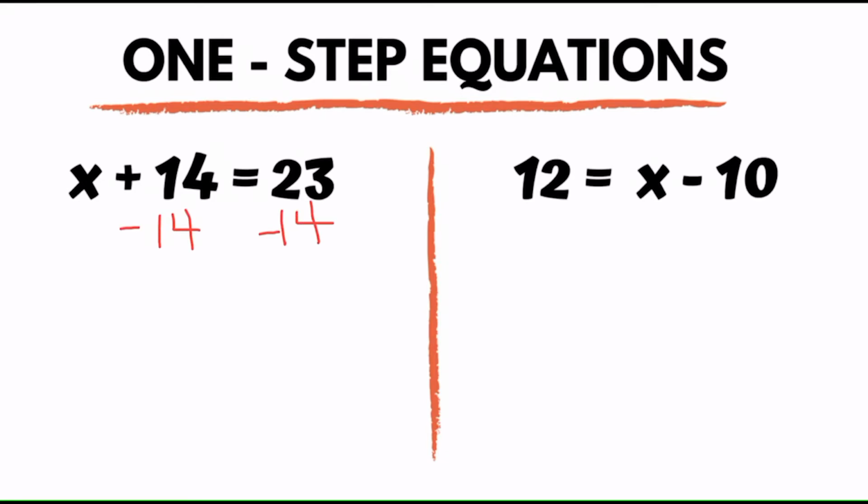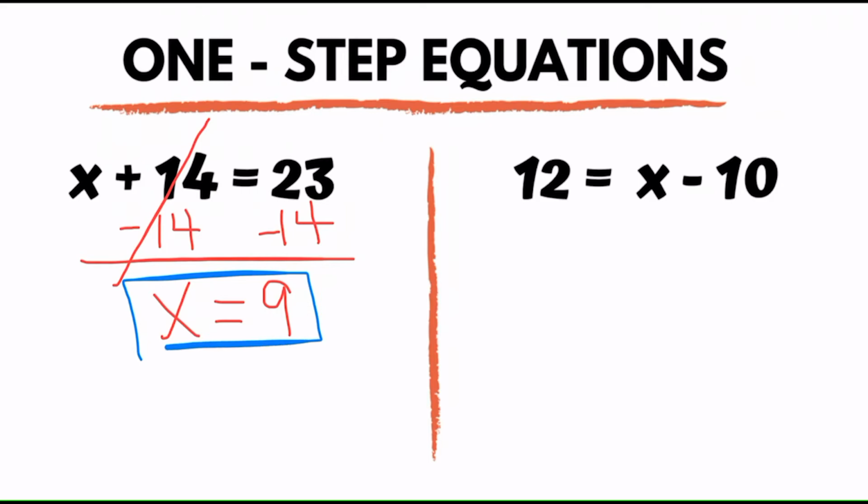Now, the reason I'm subtracting 14 is because I want 14 to go away on the left. Well, 14 minus 14 is 0. So that means the 14s here cancel each other out, and all I have left is x on the left side. So I could just bring down the x. And then on the right side, 23 minus 14 gives me 9. So my answer is x equals 9.